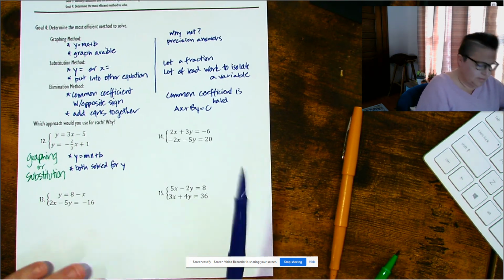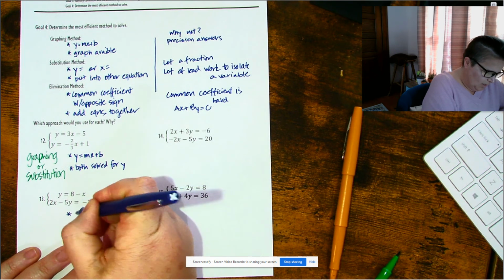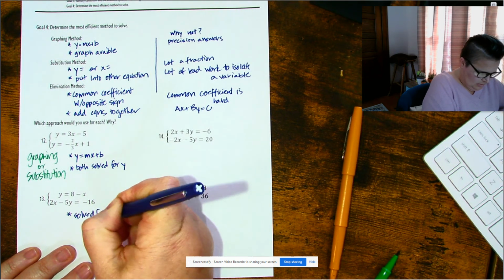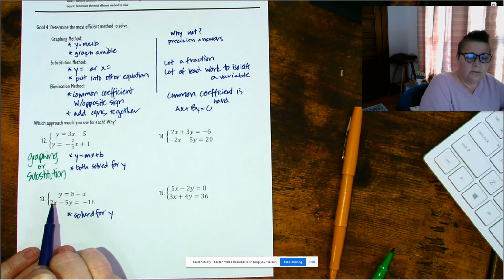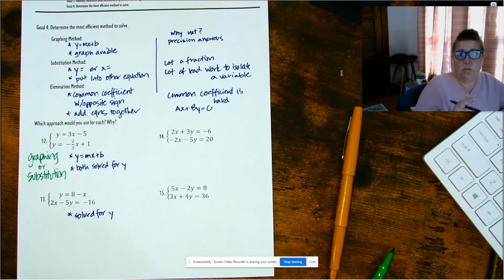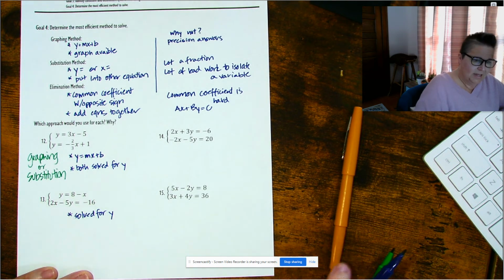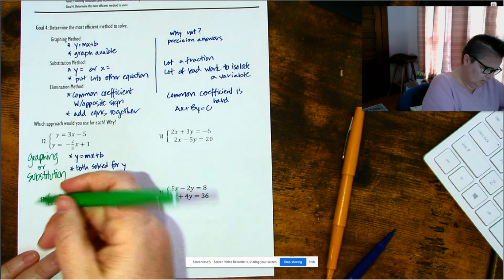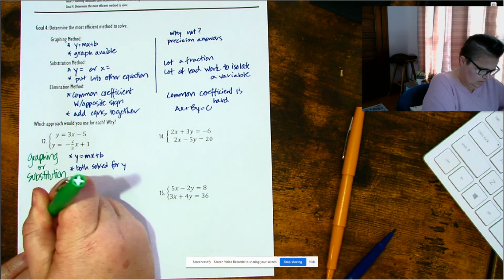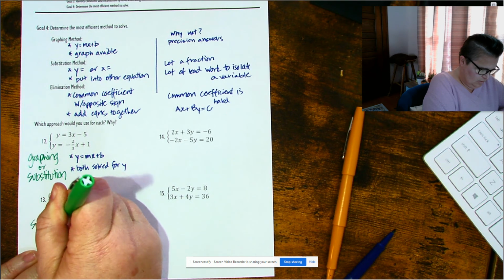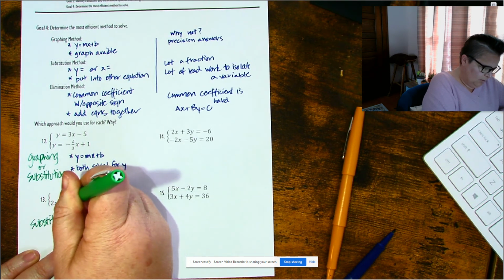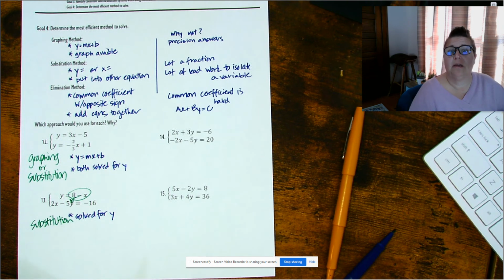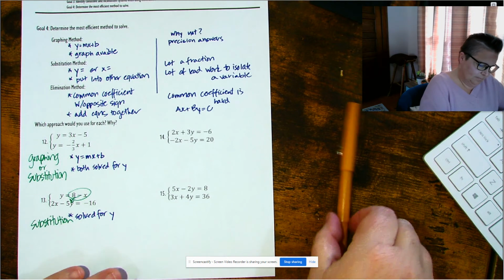If you look at number 13, we have solved for y. I do have one of these solved for y. Not both of them, but one of them. So when one of them is solved for y and the other is not, this is a great setup for substitution, because I can take this bit and put it in for the y real quick and be done. It's already set up.